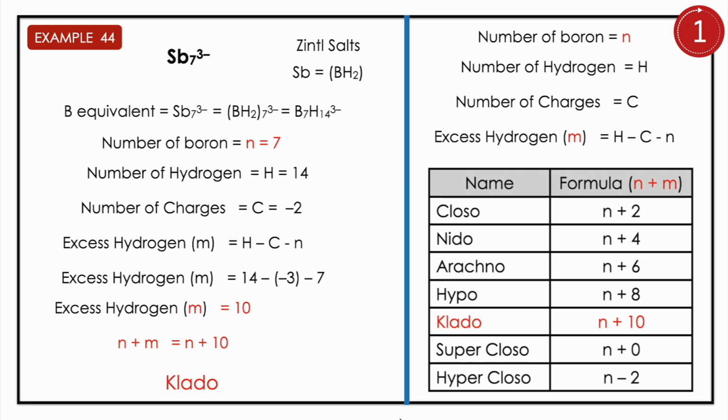First step will be counting the boron. There are 7 boron, so N equals 7. Hydrogens are 14, so H is 14. Charge is minus 2, so C is minus 2.